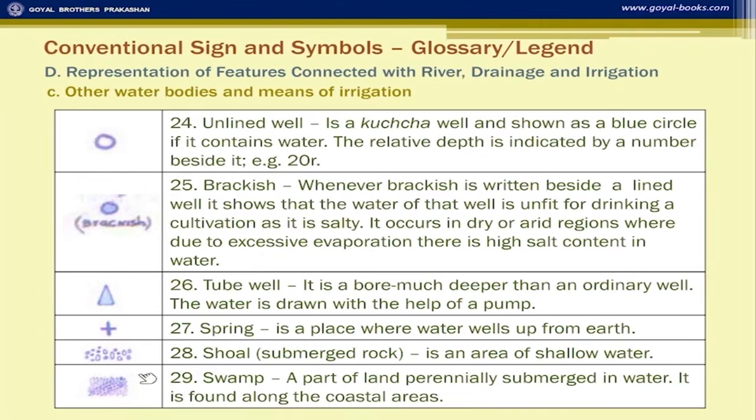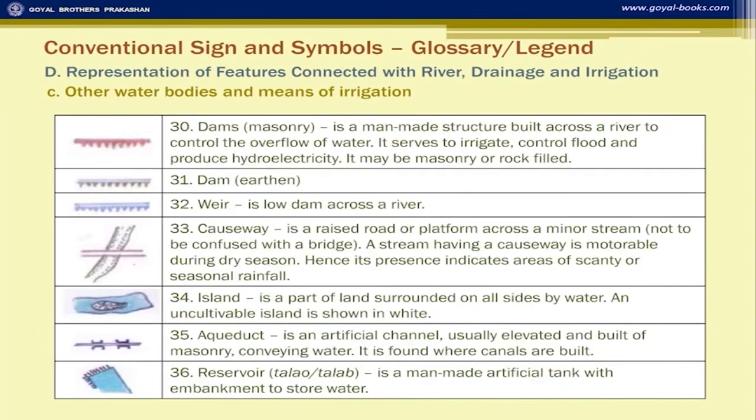Then you have shoal and swamp with different conventional signs. The dams, earthen, masonry, weir, all these are shown by these symbols in different colors. Colors are very significant. These colors are used universally, so we cannot make any changes in the color in which the symbol is given.